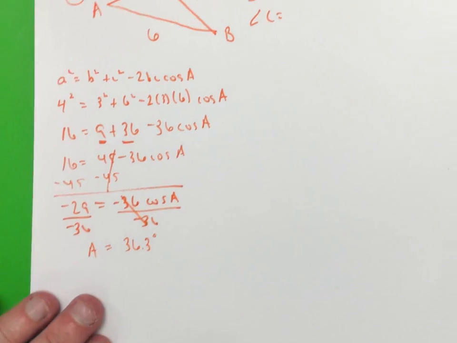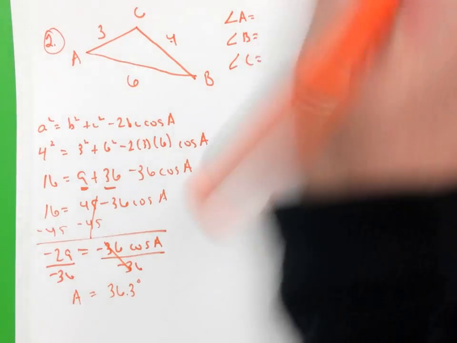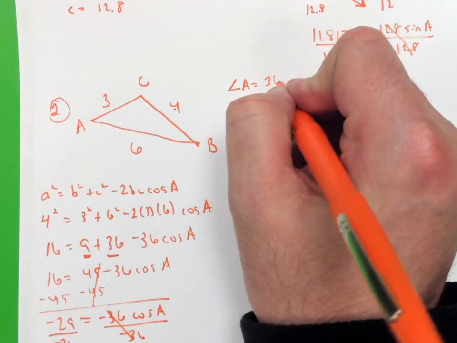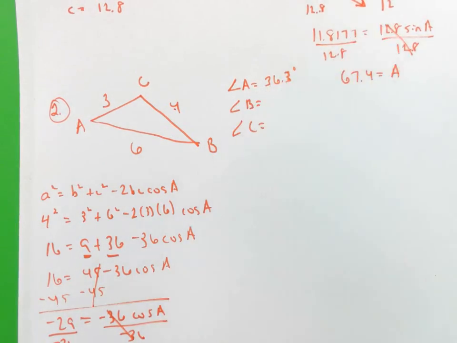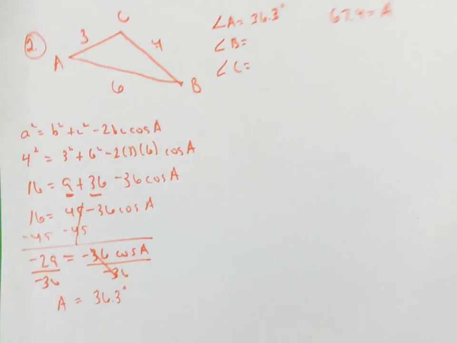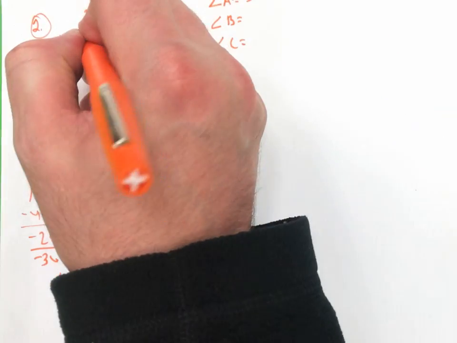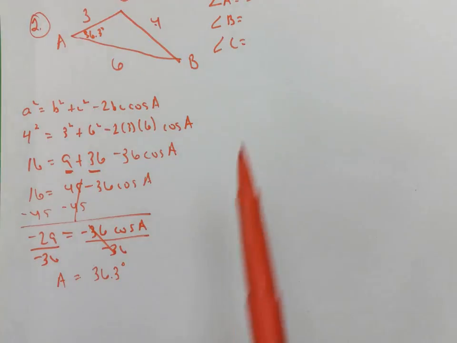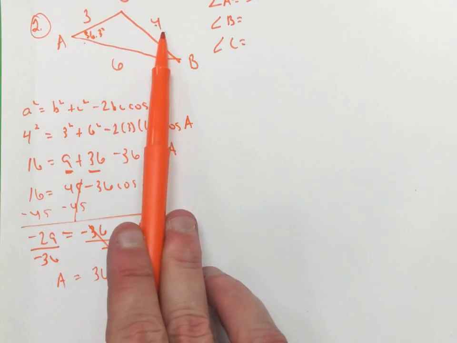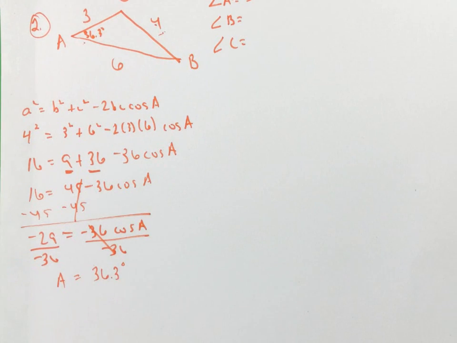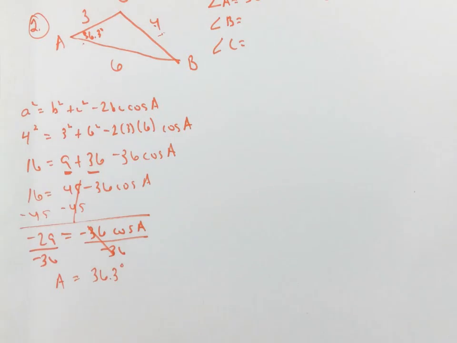Okay, so I know my value of A is 36.3 degrees. Please remember to create a list so it's easy for me to grade, and it's easy to keep your stuff organized. Now, guys, since you know angle A, you know an angle and you know a side across from it. Well, then you can use law of sines. Law of sines requires a lot less computation than cosine does.